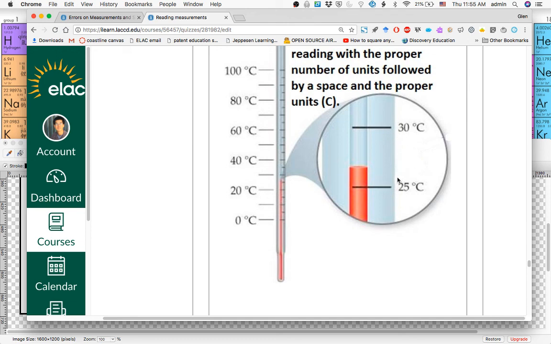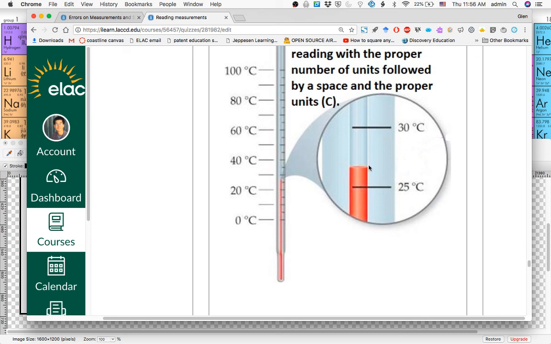Every tick mark here is worth 5 degrees Celsius. All right? So when you try to guess what this is, you cannot go to the 10th place. Why? Because guessing what this is already uncertain. I'm guessing this is maybe 27 degrees Celsius. You cannot say 27.5 or 27.6 or anything like that because the 27 itself is a guess.